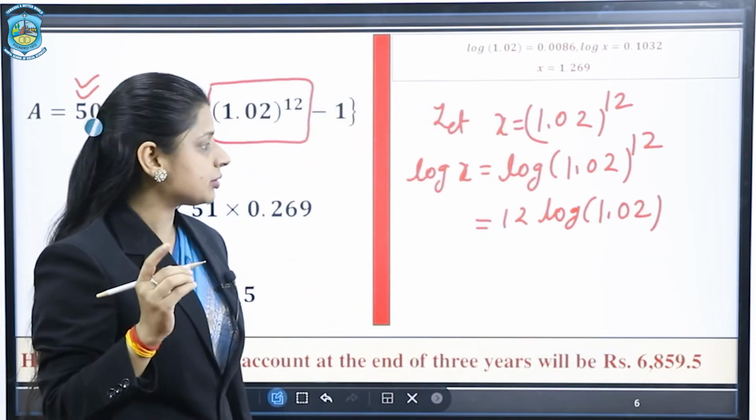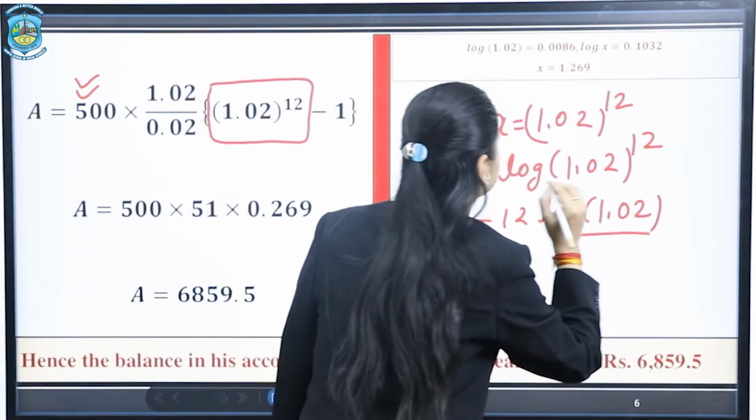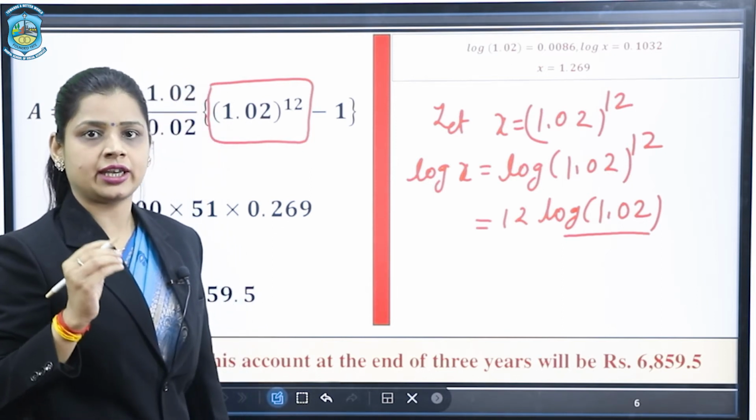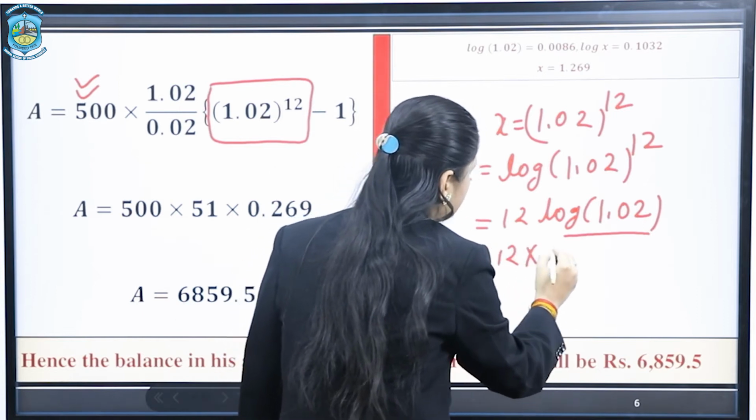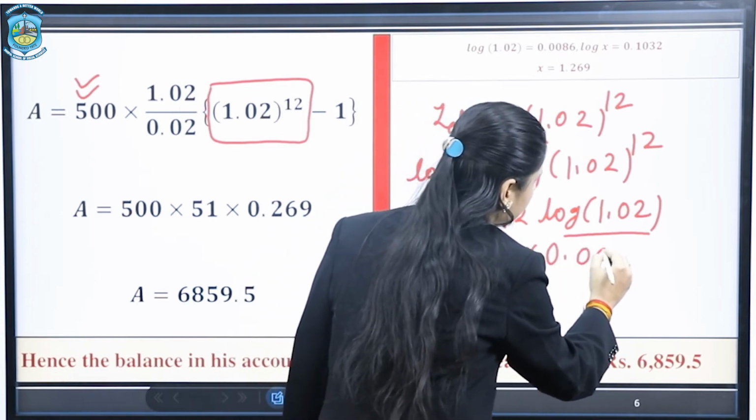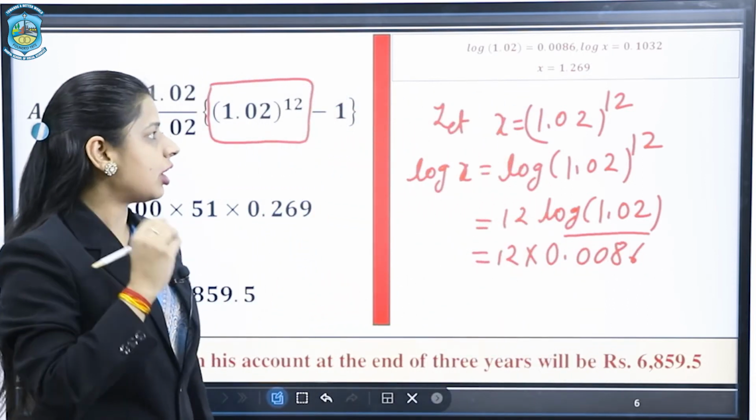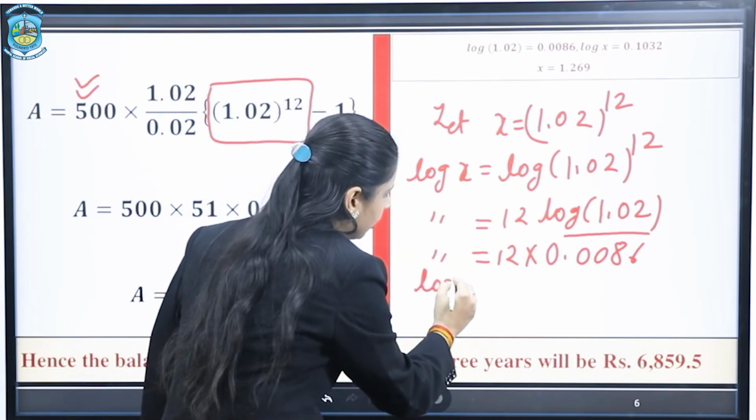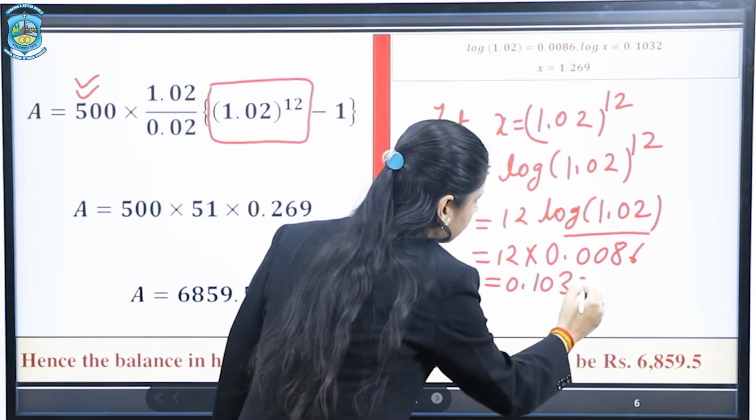Next we will substitute the value of log of 1.02, which is 0.0086. So we'll get 12 multiplied with 0.0086. And on multiplication, we will get the value of log x as 0.1032.